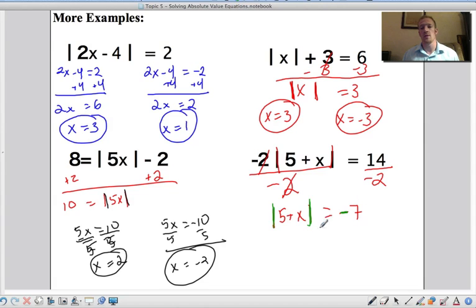If this was a positive 7, I'd set it equal to do my two equations thing. But since this is negative, there is no solution, right? That's what we say when there's no answer possible.